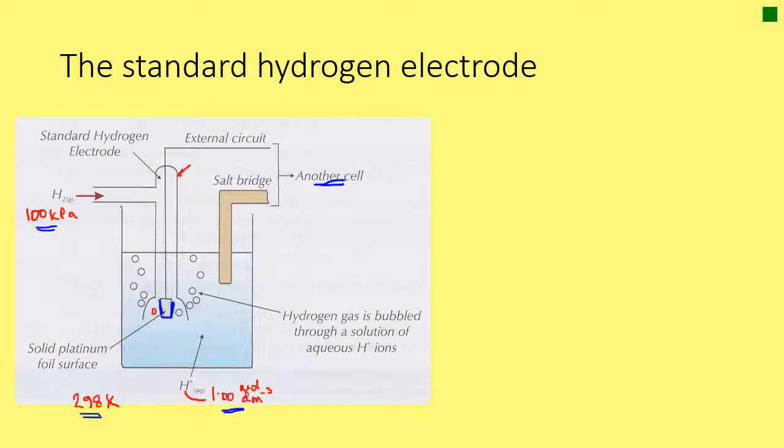And I just want to remind everyone of the standard conditions. We've got 100 kilopascals pressure of any gases. We've got 298 Kelvin that the reactions are conducted under, and we've got the concentrations of solution. In this case, we've got hydrogen ions, and it needs to be 1 molar concentration.